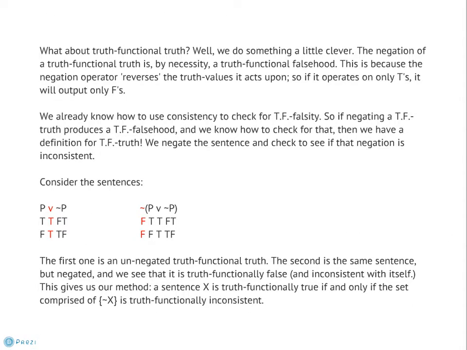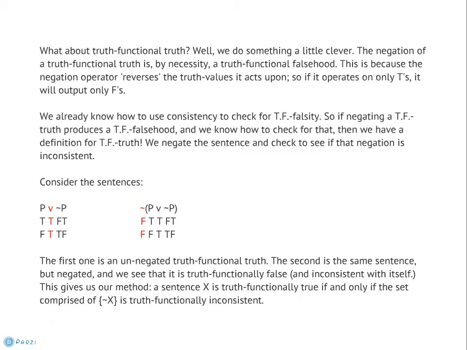What about truth functional truth? Well, here we do something a little clever. The negation of a truth functional truth is, by necessity, truth functional falsehood. This is because the negation operator reverses the truth values it acts upon. So if it operates on only T's, it's going to output only F's. But we already know how to use consistency to check for truth functional falsity. So if negating a truth functional truth produces a truth functional falsehood, and we know how to check for that, then we have a definition for truth functional truth. We negate the sentence and check to see if that negation is inconsistent.